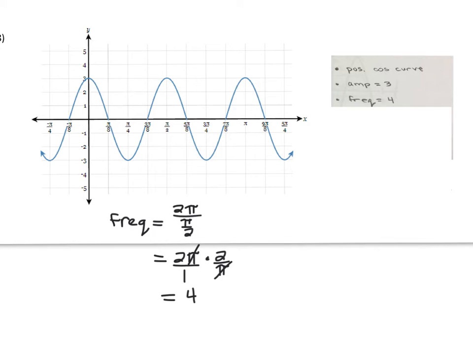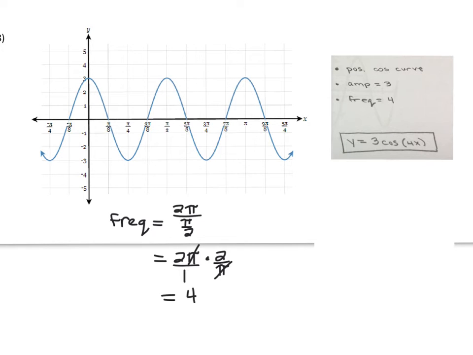Okay, so then if we want to write our equation, right, we have a positive cosine curve whose amplitude is 3 and frequency is 4. So basically, we always put the amplitude in front of the word sine or cosine, and we put the frequency in front of the x. So we have y equals 3 cosine of 4x. And you don't need these parentheses, but if you prefer to put them, that's fine too. Either way is okay.